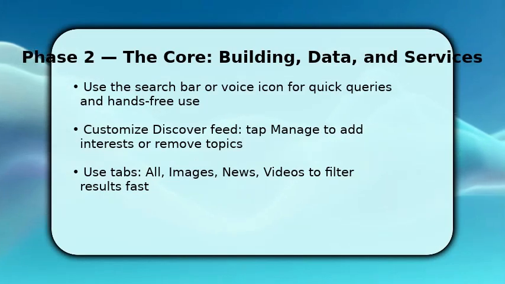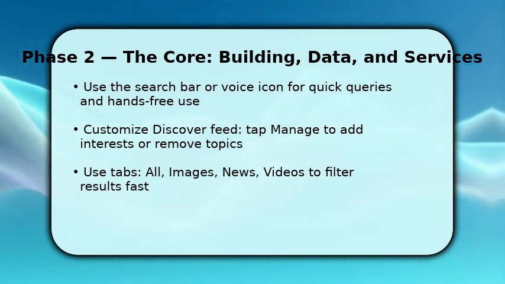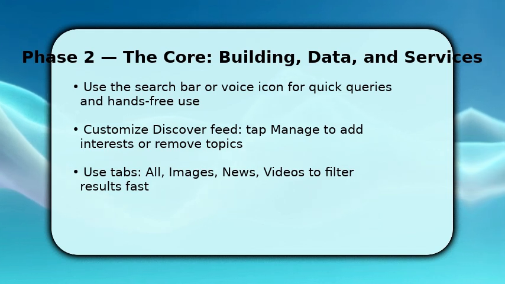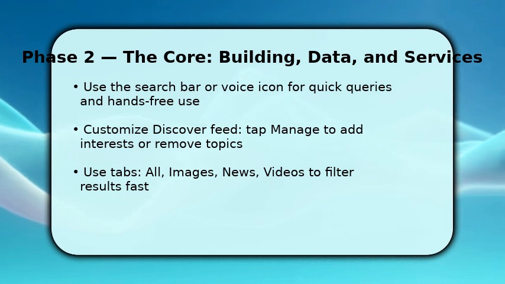You perform searches with the bar or tap the microphone for voice queries. Voice is faster for directions and hands-free needs. Once done, swipe the Discover feed to see tailored cards. Tap Manage to add or remove interests so the app learns what matters.